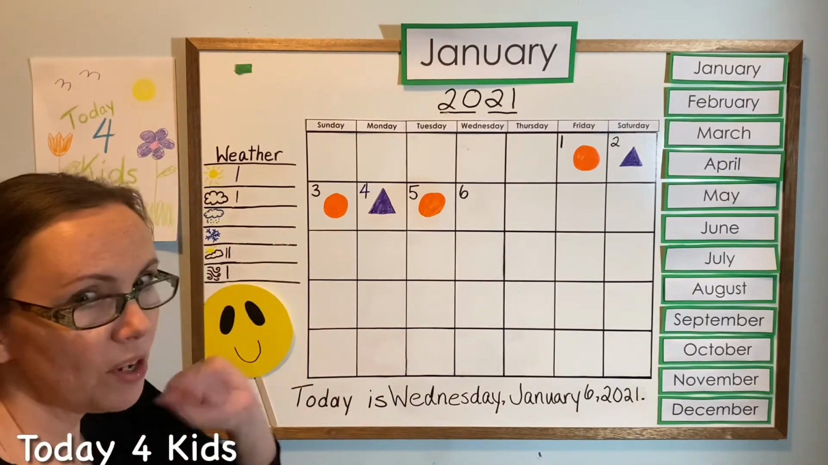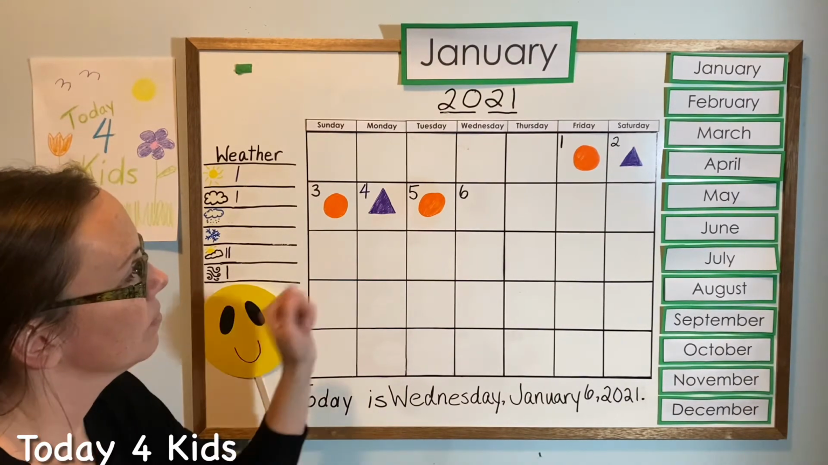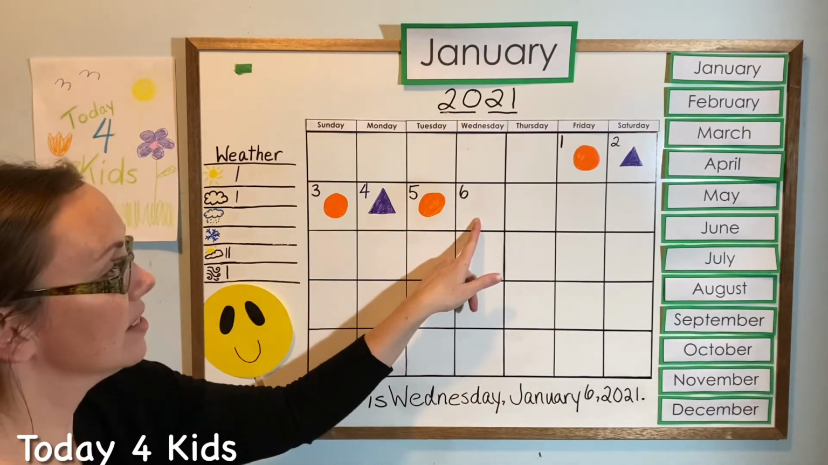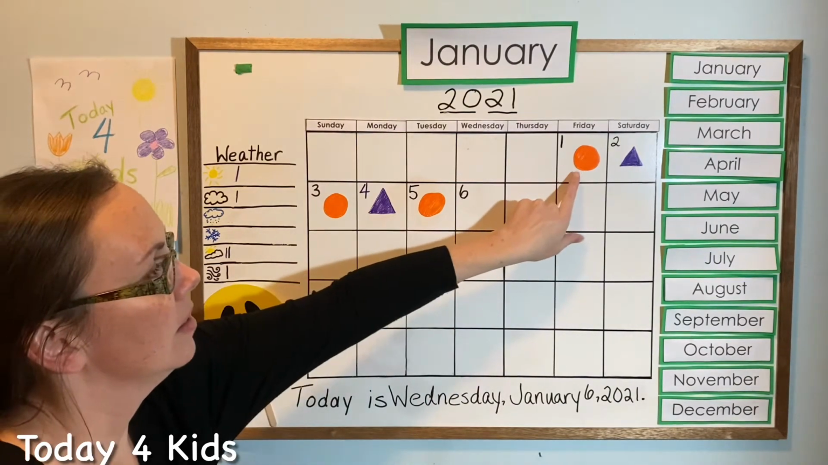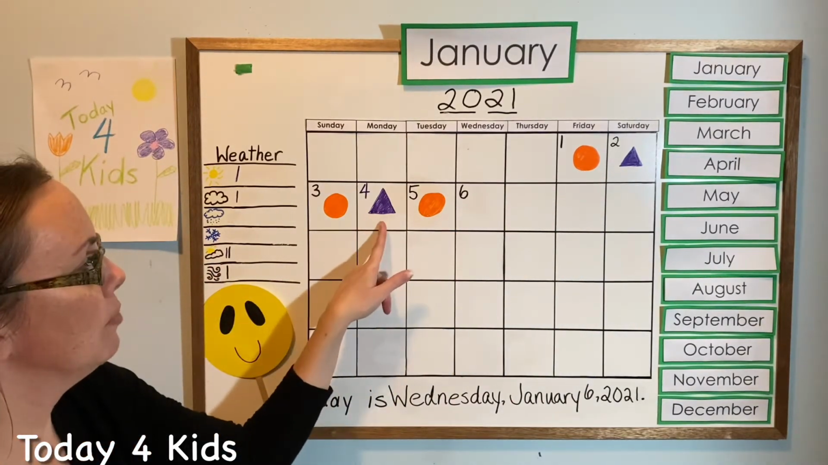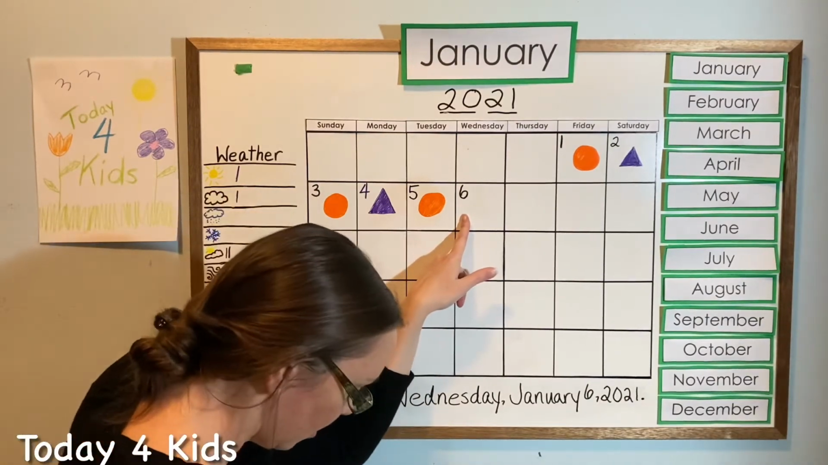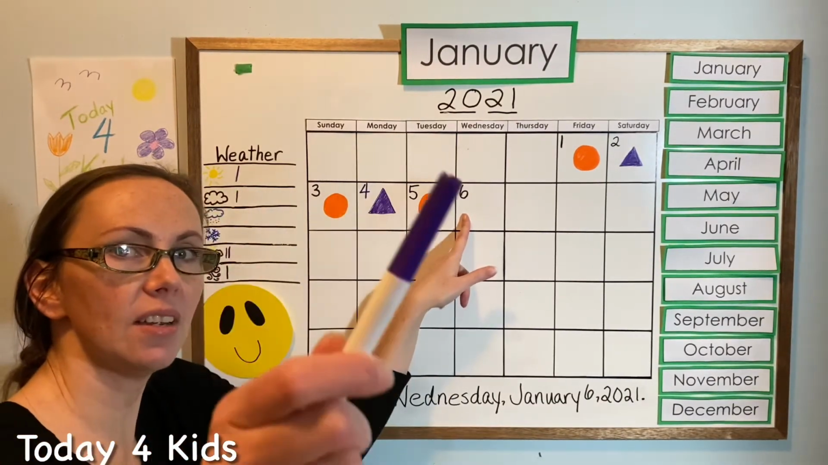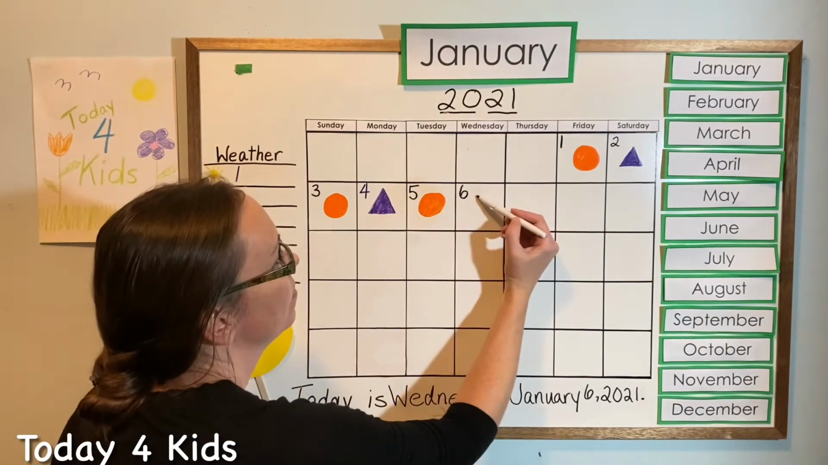So the one more thing left in our calendar. What did we forget to do? Did we forget to put the next shape in our pattern? What's our pattern today? Orange circle, purple triangle, orange circle, purple triangle, orange circle, purple triangle. You are right. So here is our purple. We'll make a purple triangle.